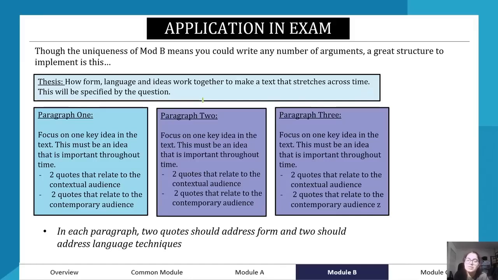Then paragraph 2, same thing. Paragraph 3, pretty much the same thing. So in each paragraph, remember that 2 quotes should generally address form. Form is a key to Module B. So you need to make sure that you're not sacrificing on form. So you've got form specific ideas and form specific evidence as well, and obviously language techniques too.